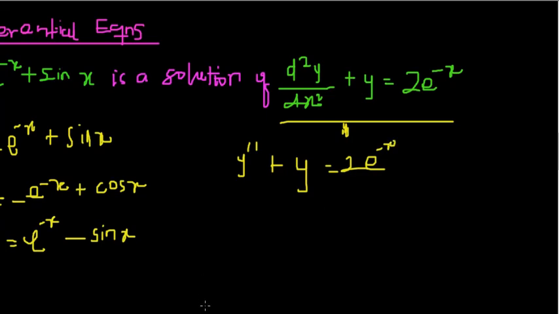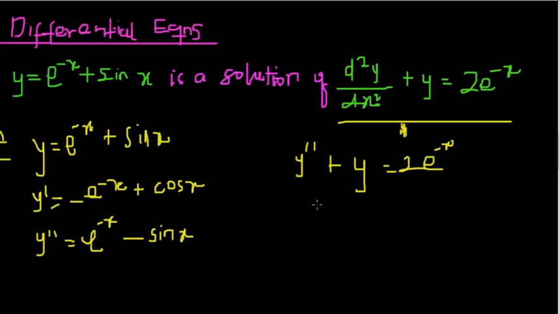So the trick is you have to let the left hand side of the expression be equal to the right hand side. That's how you prove a solution of a differential equation. Make sure that the left hand side is equal to the right hand side. So let's substitute this entire equation into the main differential equation.